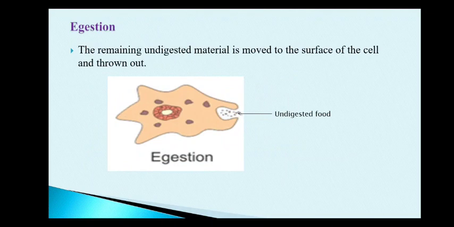Next step is egestion. What do you mean by egestion? The remaining undigested material is moved to the surface of the cell and thrown out, which is said to be egestion. Here you can see the undigested food. Whatever undigested food remains in the body of amoeba has to be removed from its body. This process of removal of undigested food from the body of amoeba is said to be egestion.